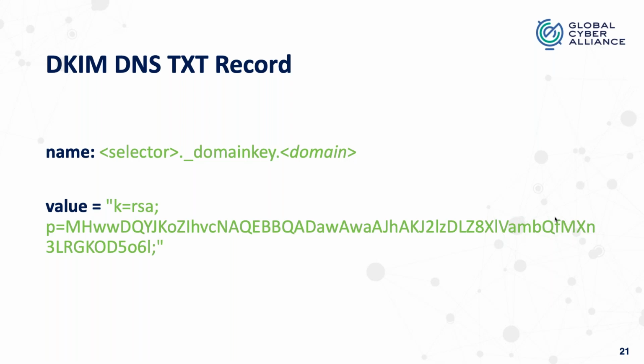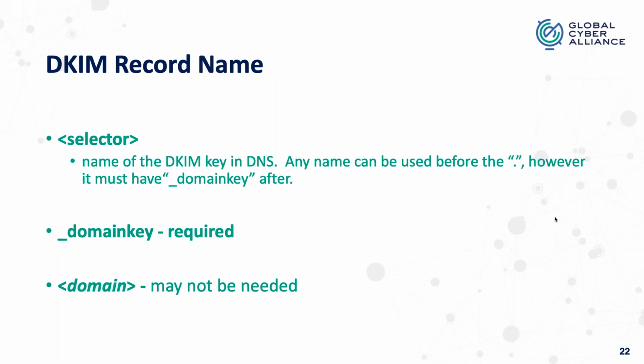For TXT, the value is going to be similar to what you see here. You may see a little bit more depending on the type of system that you're using. Cisco IronPort actually allows more options than just the two that I'm showing here. But I'm not going to go into all of those because each system is different, so I'm not going to waste your time going into each one. But the two key ones that do need to appear are the k and the p tags. So what do all these mean? So in terms of the record name, the selector.